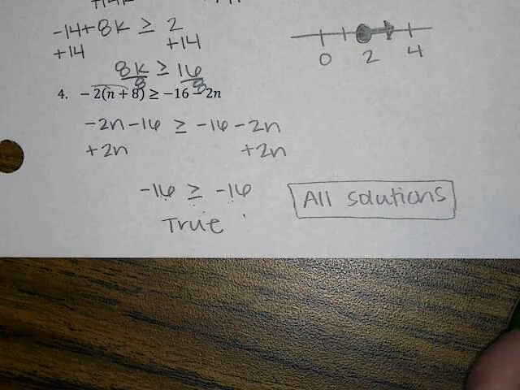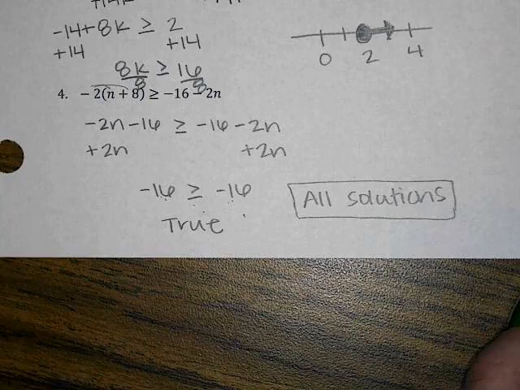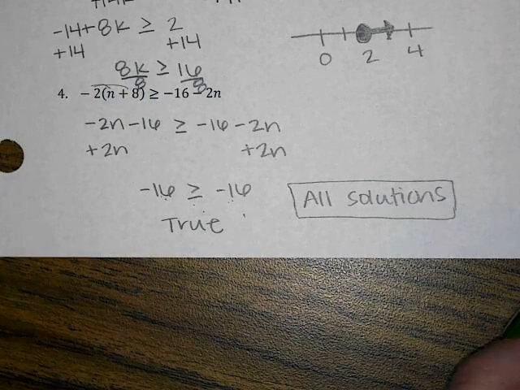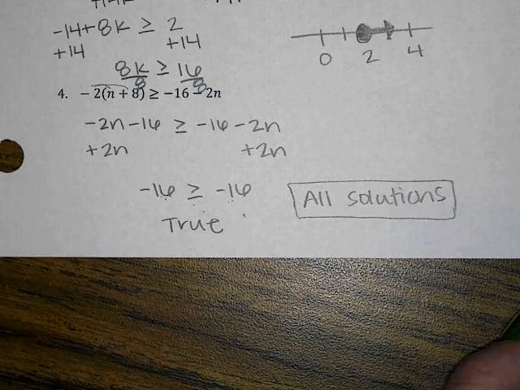How do you draw no solutions on a number line? If you did a circle, would it be filled in or not filled in? Wait, what does filled in mean? Yeah, so filled in means that you can equal that number. So if we said no solutions, we would not want to be filled in.